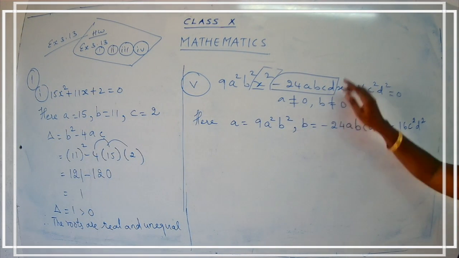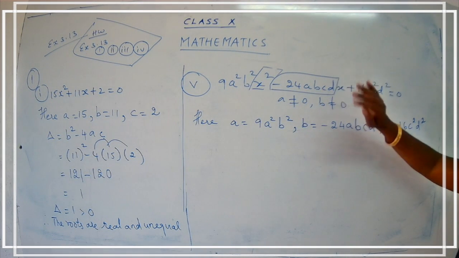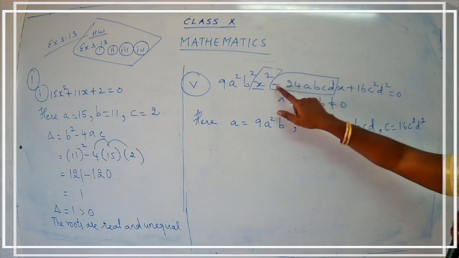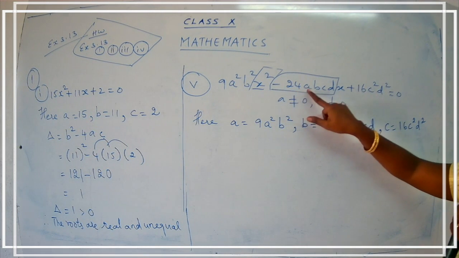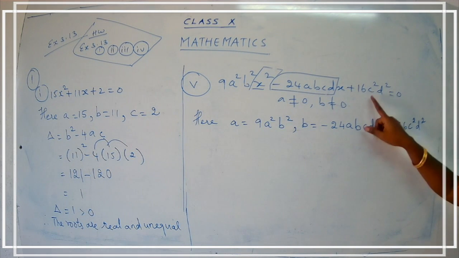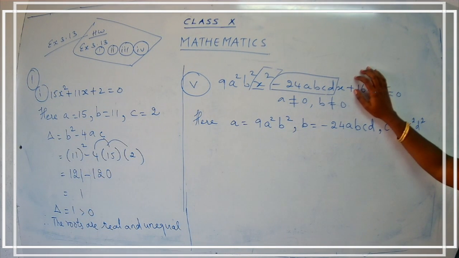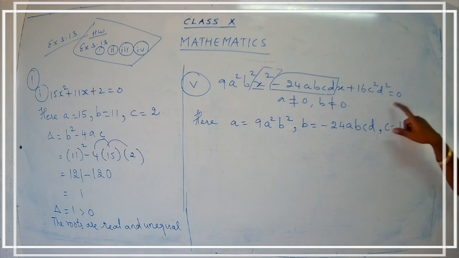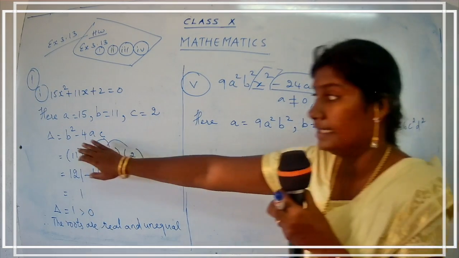Coming to b, take the coefficient of x. What comes with x? Minus 24abcd. And what is c here? The whole constant term, 16c square d square. So I have found the value for a, for b, and also for c. Now the next thing is we are going to find the delta.